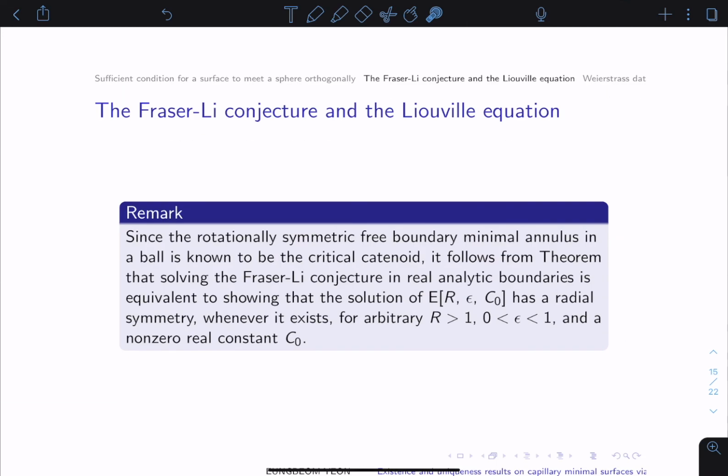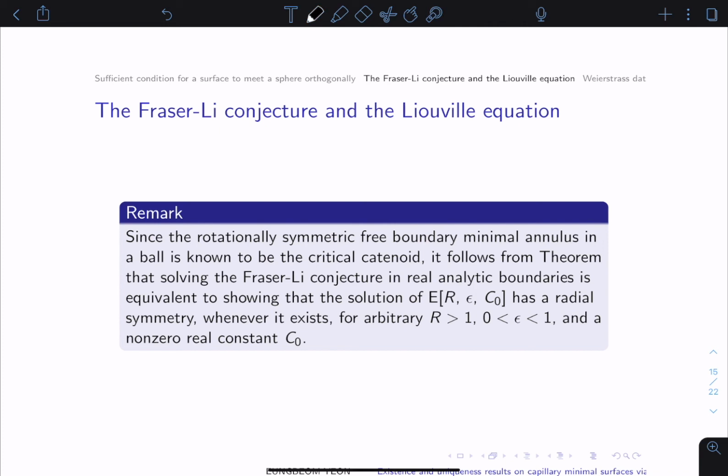So we conclude this second part with this remark. Since the rotationally symmetric free boundary minimal annulus in a ball is known to be the critical catenoid, it follows from the theorem that solving the Fraser-Li conjecture in real analytic boundaries is equivalent to showing that the solution of E r epsilon c0 has a radial symmetry whenever it exists.